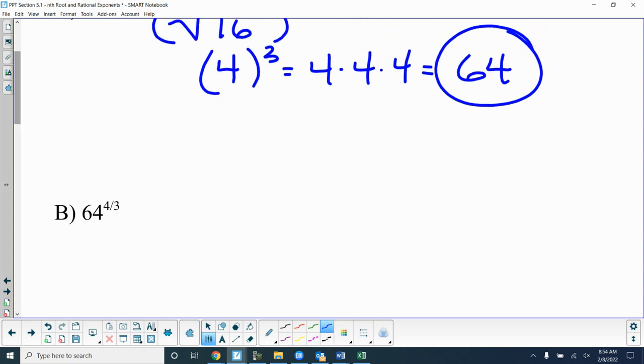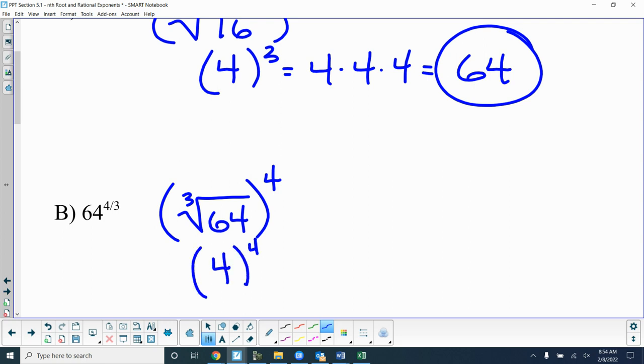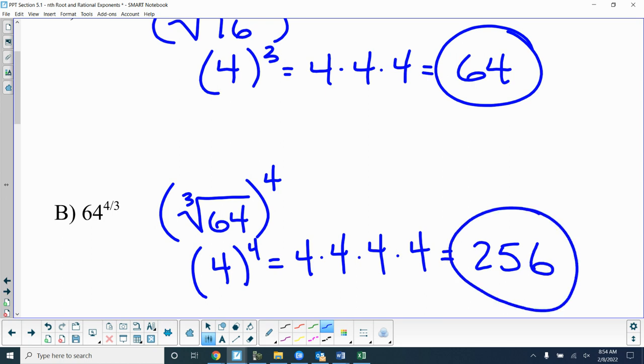All right, so this one is the cube root, because the denominator is the index, right? Well, what did we just learn about the cube root of 64? It's right in front of us, right? So this is 4 to the 4th. So 4 times 4 is 16, times 4 is 64, times 4 is, what is that, 256? Yeah. Making sense, William?